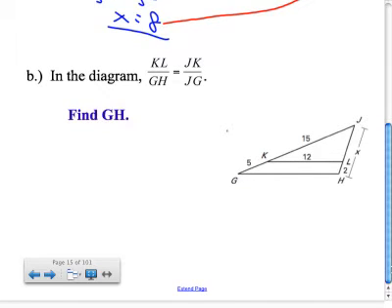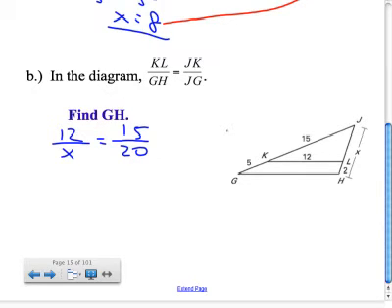Part B, similar problem. Again, they give us the proportion, so let's use that. KL over GH is equal to JK over JG. So KL is 12 over GH, which we don't know. Call it x, it doesn't matter. Equals JK is 15, and JG now is 15 plus 5, which is 20.